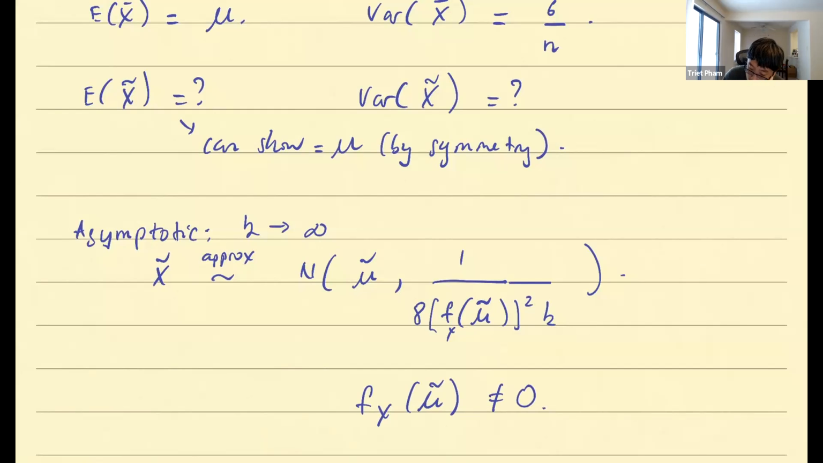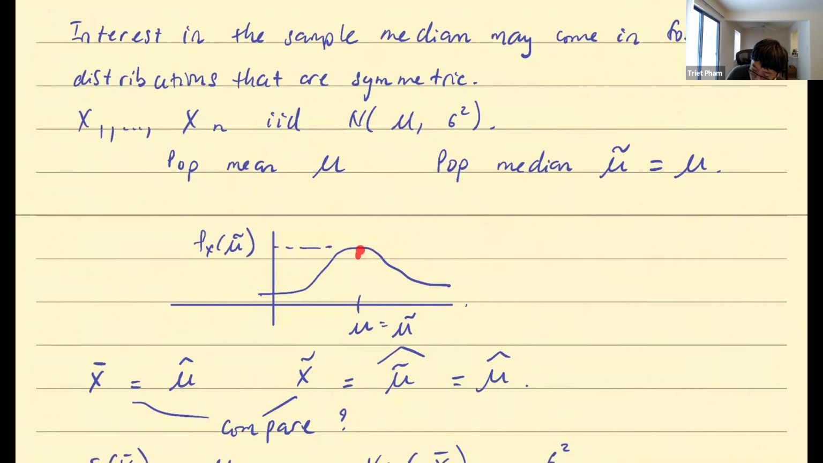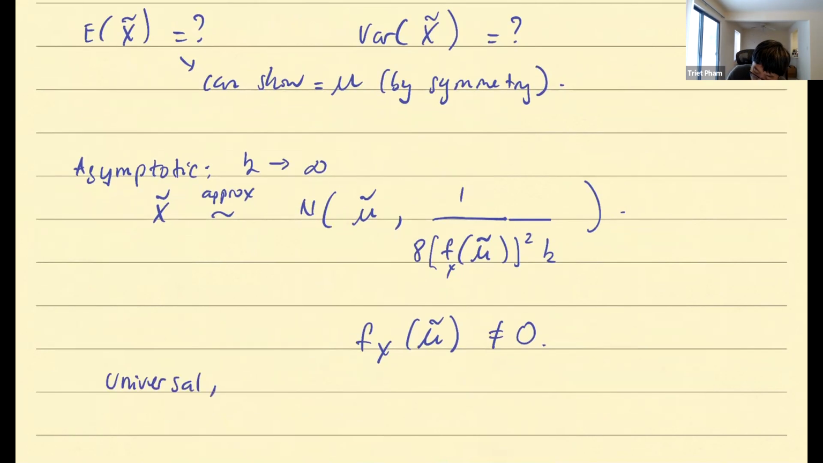So for example, this quantity right here will be exactly the height in the normal curve, whatever that is. This value will be the one that we plug in. But in general, whatever that is, you plug in. One more thing, this result actually is universal. In other words, it does not depend on the normal assumption.